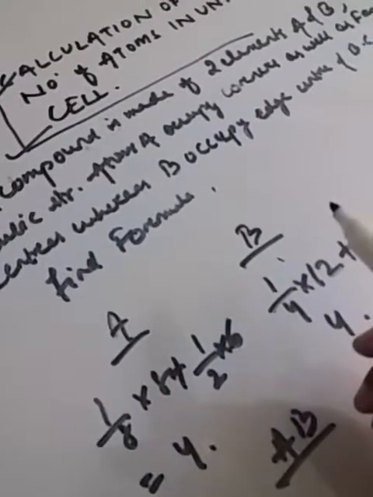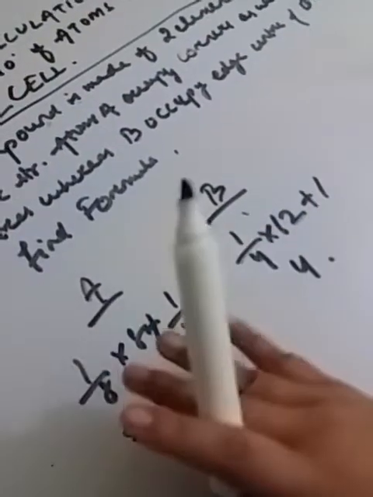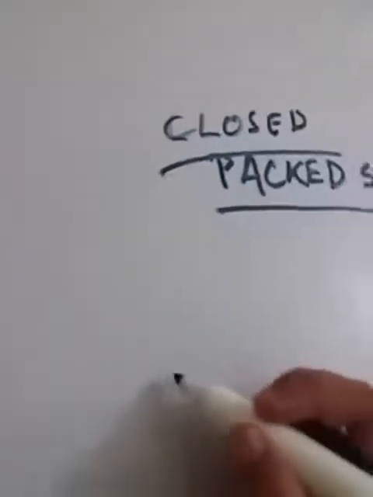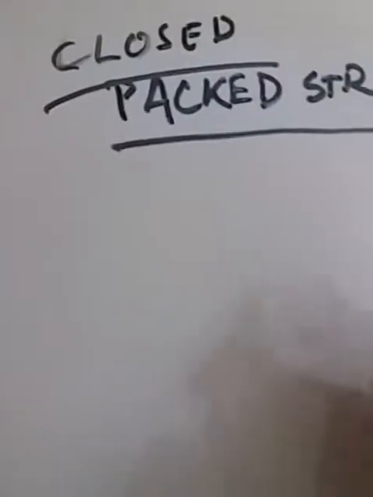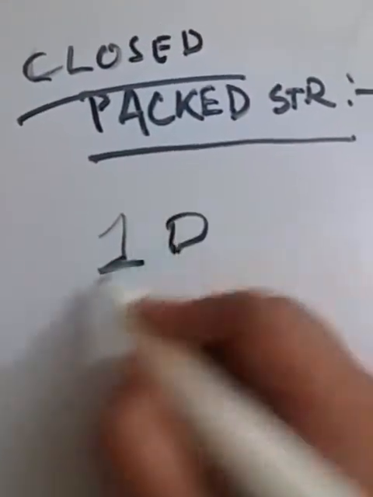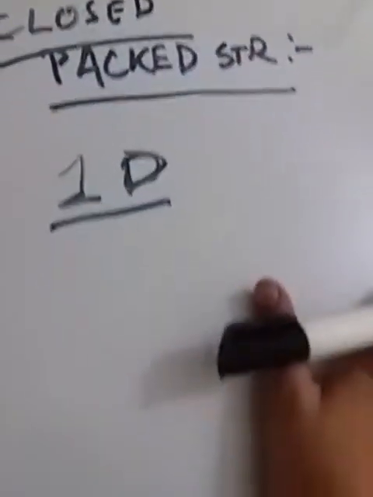Now let's move to closed packed structures. I will just say the basic things about closed packed structures today, and in the next video we will see the calculation of closed packed structures. The diagrams of closed packed structures are three-dimensional and very complicated to show on a two-dimensional whiteboard. Still, let's try. In closed packed structures in 1D, how will it be?